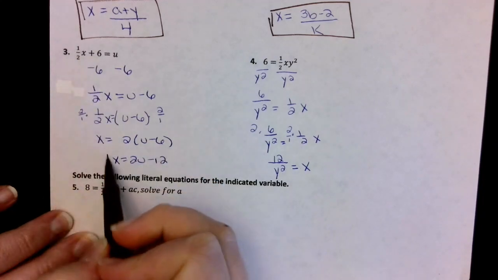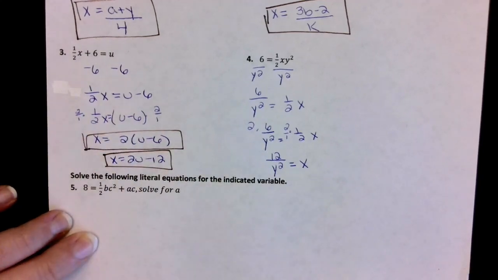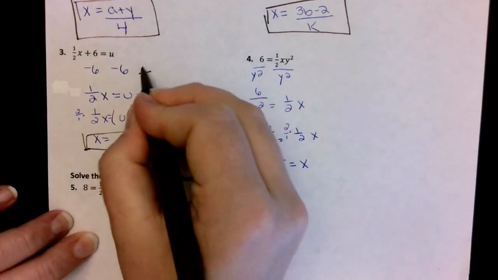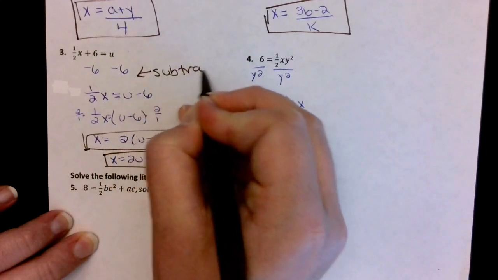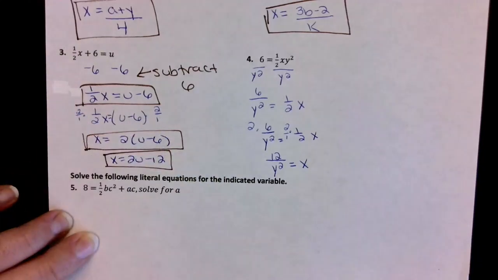In number 3, just as the first two go, you're always adding or subtracting first, just like in regular equations. So to get x by itself, because they both have x there, I need to subtract the 6 from both sides, which then leaves me here: 1/2 x equals u minus 6.